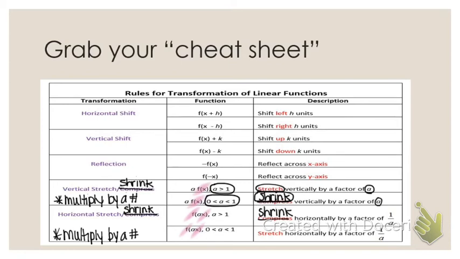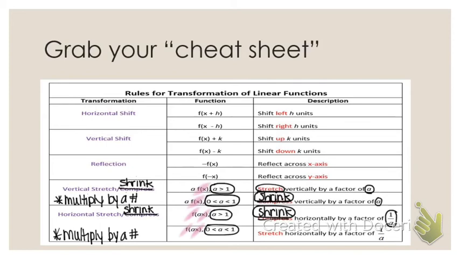So if you go over here to your horizontal, again, you can see that the number is being multiplied by just the x because it's in parentheses. Same thing though, you've got to take that a value and plug it into one of those two inequalities. So circle those inequalities again. Now look what happens if it's horizontal. If a is greater than 1, you actually have a horizontal shrink. And look at this, it's now by a factor of 1 divided by a.